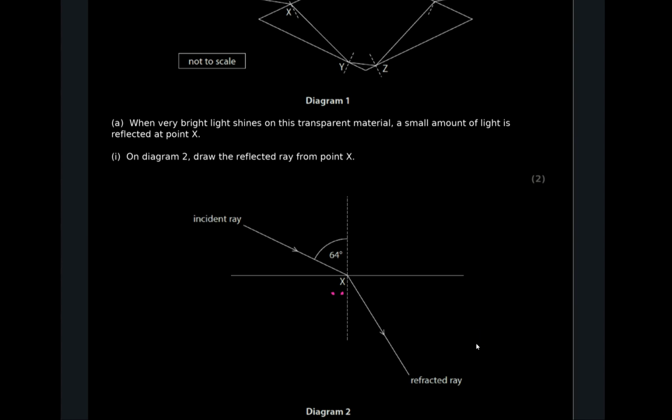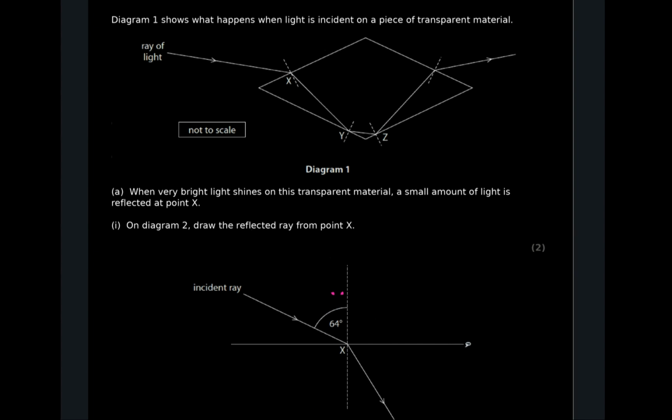So we have a ray of light traveling through a medium here, and then we are told that when a very bright light shines on the transparent material, a small amount of light is reflected at point X. So you are supposed to draw the reflected ray from point X, and this is exactly what you are supposed to do.